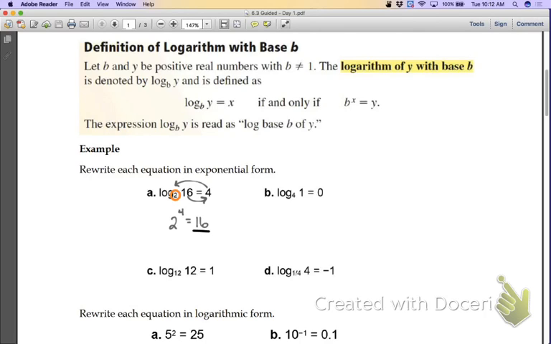Same way goes for b, whatever letter you want to call it. The 4 doesn't change. I'm just going to drop it straight down, and it's going to be 4. The 0 comes over, it's my exponent. The 1 goes to the other side of the equal sign. What's anything to the 0 power? 1.